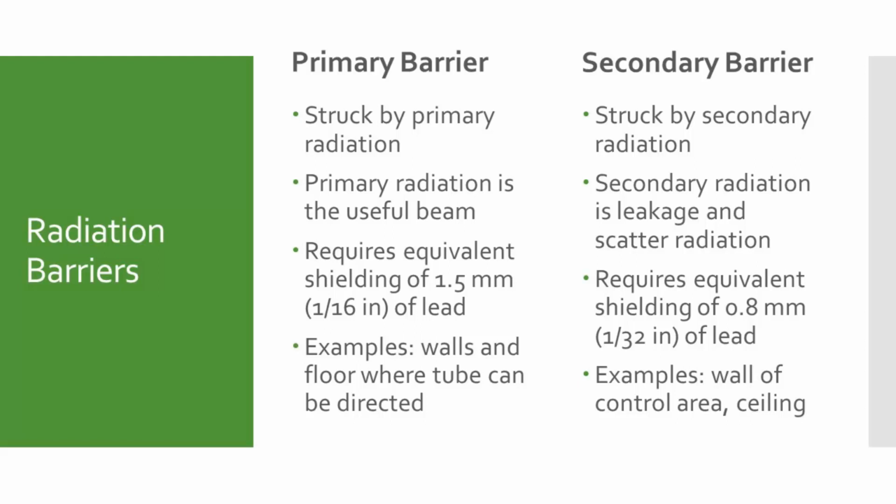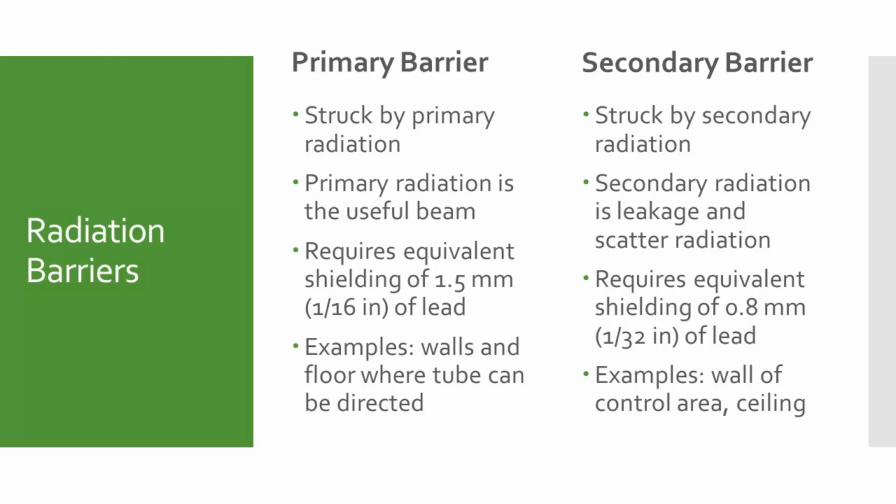Primary barriers must have a lead equivalent thickness of at least 1.5 millimeters or 1/16 of an inch. Examples of barriers that require this type of protection include walls and the floor that the tube is able to be directed at. Such is the case for the wall behind the upright bucky and walls that may be behind a decubitus exposure.